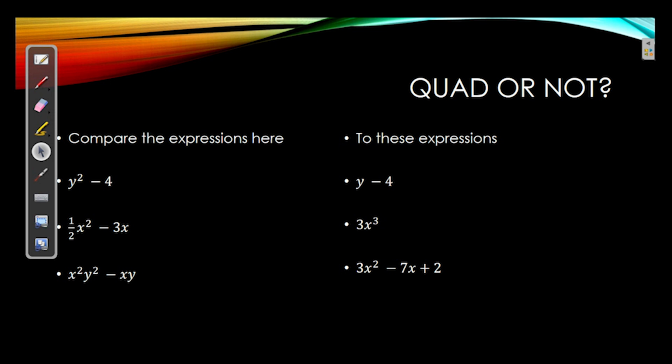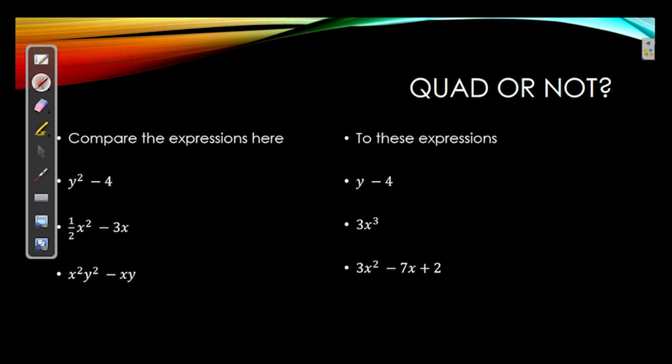We want to take a look at these 6 expressions, and your task is to compare the 2 sets of expressions and identify whether or not the expression is quadratic. So this is testing your understanding of a quadratic expression, that general form, being able to recognize it, and it's testing your ability to use that logical reasoning as to whether or not an expression falls under the category of quadratics. So let's take a look.